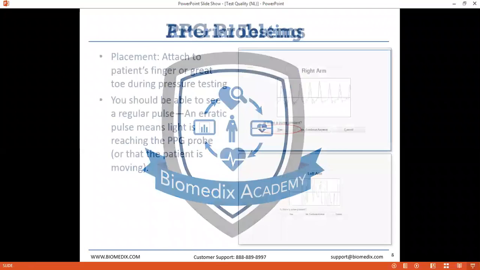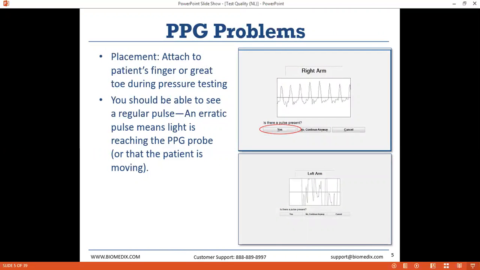Let's get started. So essentially the first thing that you're asked to do upon beginning the arterial test is verifying that there is a pulse coming from the PPG probe. So you should be able to see a regular pulse, you should see a peak, you should see a trough, and then that up and down pattern should continue. It doesn't necessarily need to look exactly like what's showing in the top picture here, but it should be regular. You should see that up and down pattern repeating regularly, and it shouldn't look like a series of jagged lines like you see in the picture below.